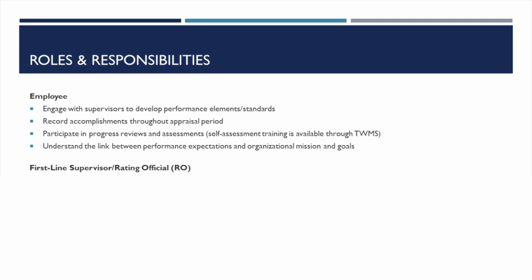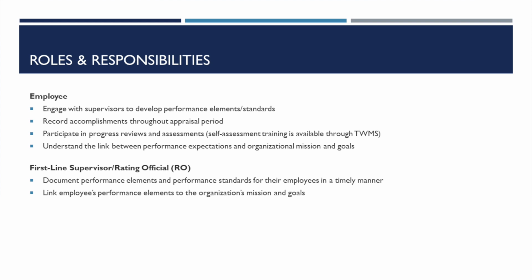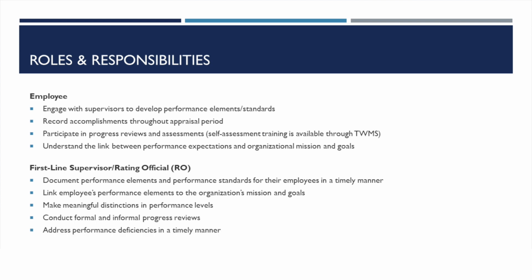You are also responsible for keeping track of your accomplishments throughout the annual performance cycle. This will enable you to fully participate in your progress reviews and annual appraisal by providing your own self-assessments of your performance. Your first-line supervisor's responsibilities are to finalize and document your performance elements and standards, and to conduct formal and informal progress reviews so that meaningful distinctions in performance levels can be established and clarified, and any performance deficiencies can be efficiently addressed.